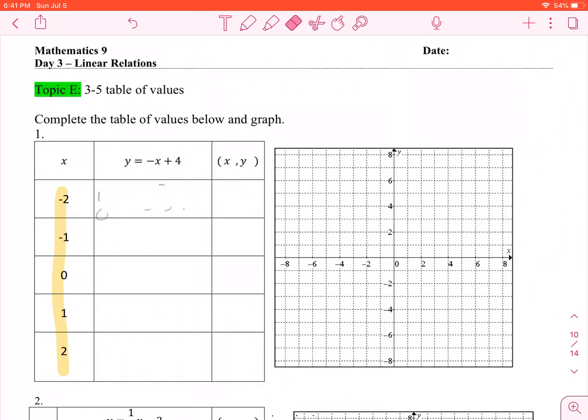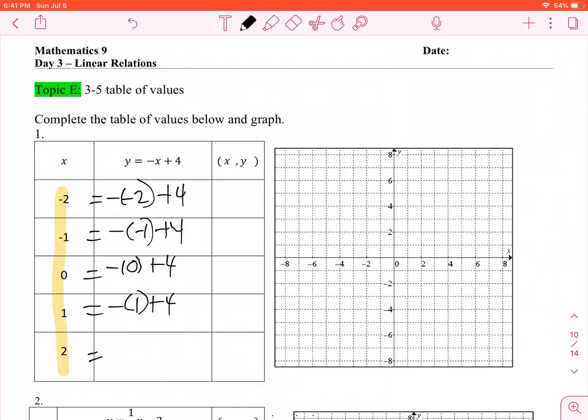You know what? I don't have enough room, so I'm not going to include the y because I don't need it. So I'm going to go negative, -2, plus 4. Negative, -1 plus 4. Negative, 0 in brackets, plus 4. Negative, plus 4. -2 plus 4.